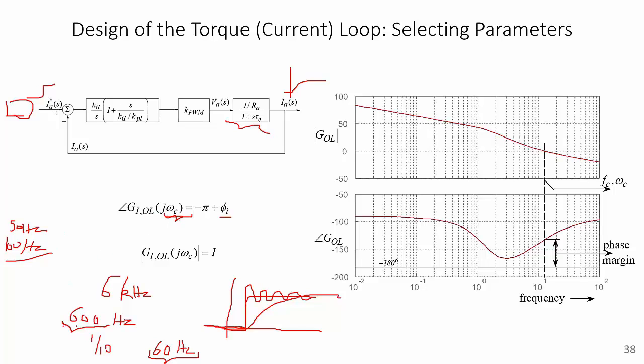And that in turn will set the lower limit for your current controller crossover frequency, and in turn the lower limit for your switching frequency. So this goes hand in hand, the lower limit from your mechanical requirements as well as the upper limit from your switching frequency. This would determine what omega C would be for any practically designed system.